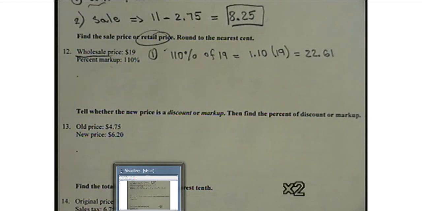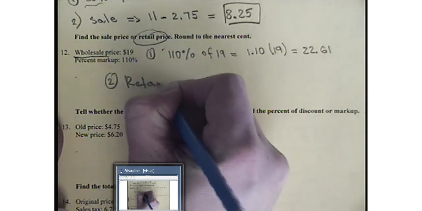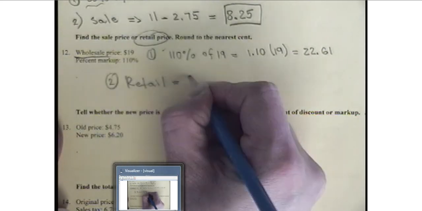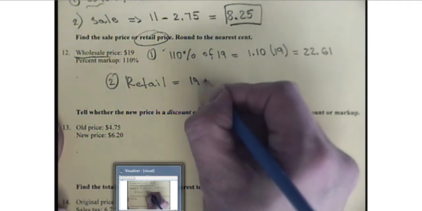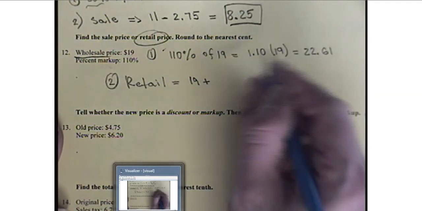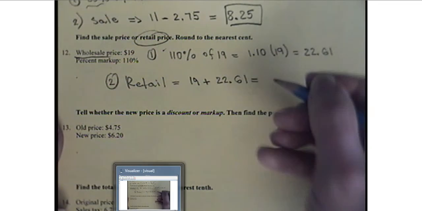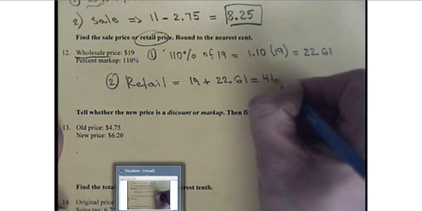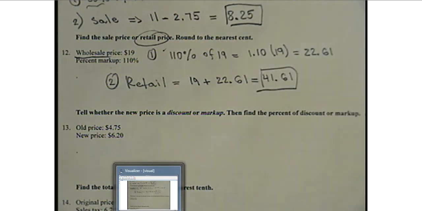$22.61. So the second step to get the retail price is equal to the original price of 19, or the wholesale price, plus the markup price, and the markup price in this case is 22.61. So when we add those two, we get $41.61 will be the new price of this product. So you can see how expensive something could become after the retail market.